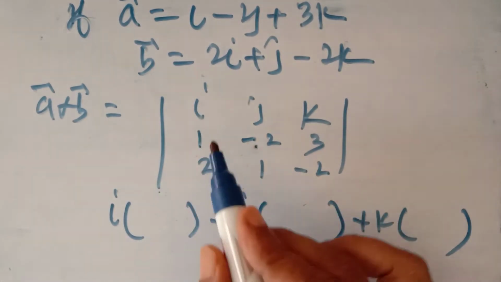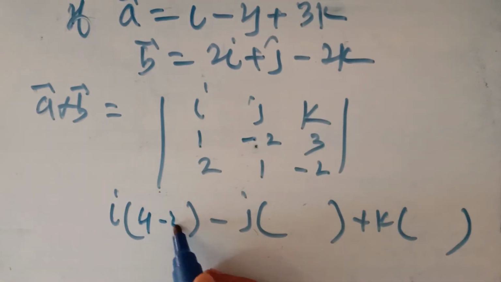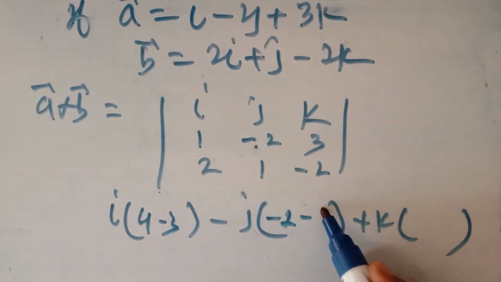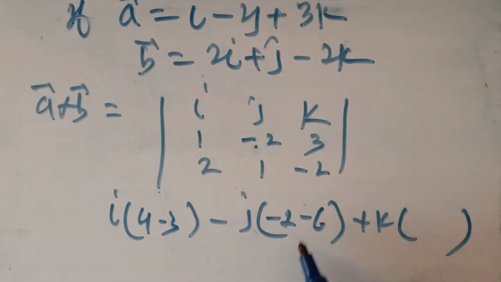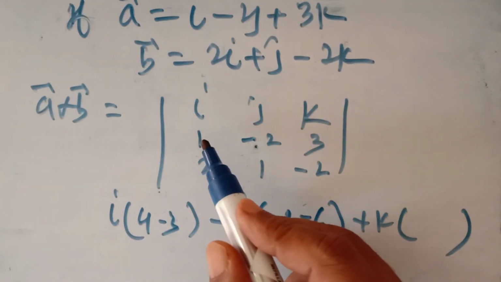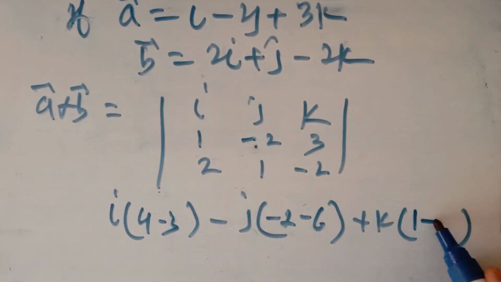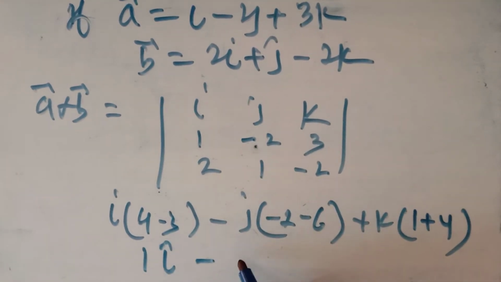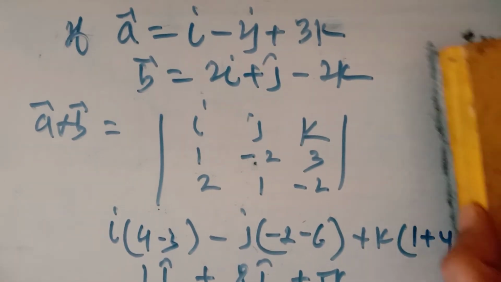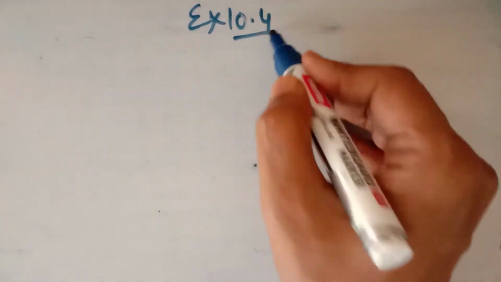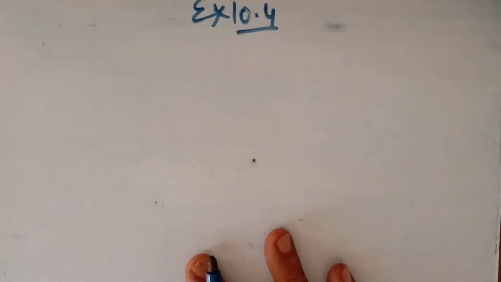So i times (4 minus 3), you know that expansion, then minus j times (minus 2 minus 6), and for the third element of the first row, k times (1 plus 4). So this is the cross product of these two vectors using the determinant method. So this is how you can expand the vector product of two vectors. Now after that, this is exercise 10.4, which is based on this vector product of two vectors.